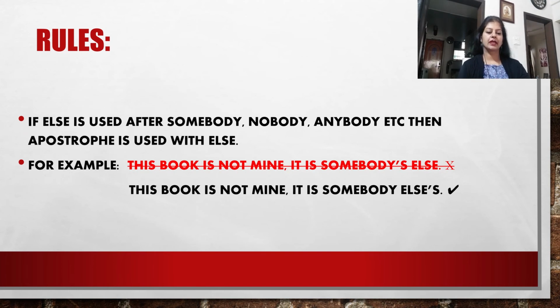The next rule is, if the word else is used after somebody, nobody, anybody, etc., then the apostrophe is used with else. For example, this book is not mine, it is somebody's else. This is wrong. As I told you, we will put the apostrophe with the word else. The correct sentence is, this book is not mine, it is somebody else's. We will show the possession in else's, E-L-S-E apostrophe S.